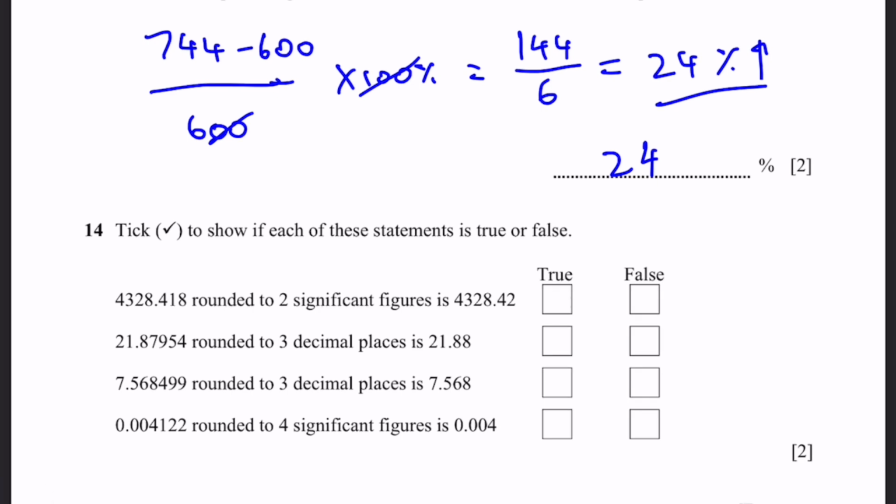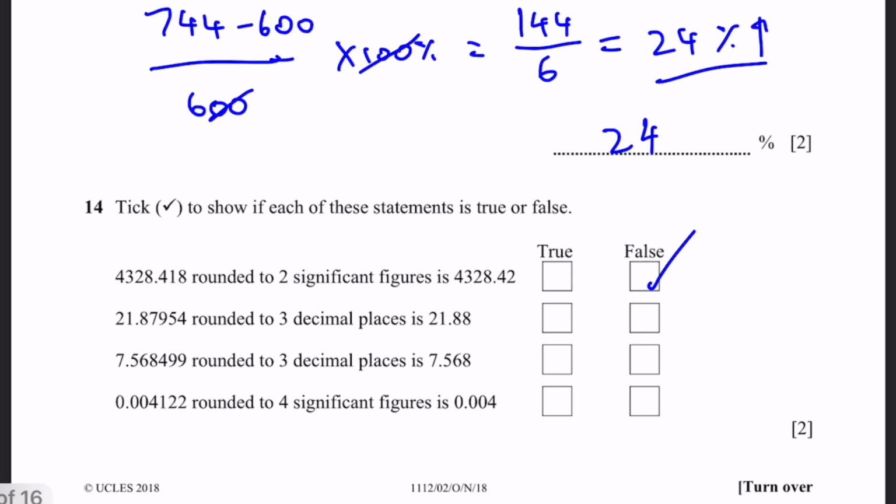Decide whether each of these statements is true or false. 4,328.418 rounded to two significant figures is 4328.42. This is false. Why? Because when you round to two significant figures, it's not decimal places, but they've done it to decimal places. Significant figures means the first two digits of the number excluding zeros at the start. In this case, there's no zeros at the start, so we can say it's just 1, 2. The third one's less than 5, so it'll be 4,300.